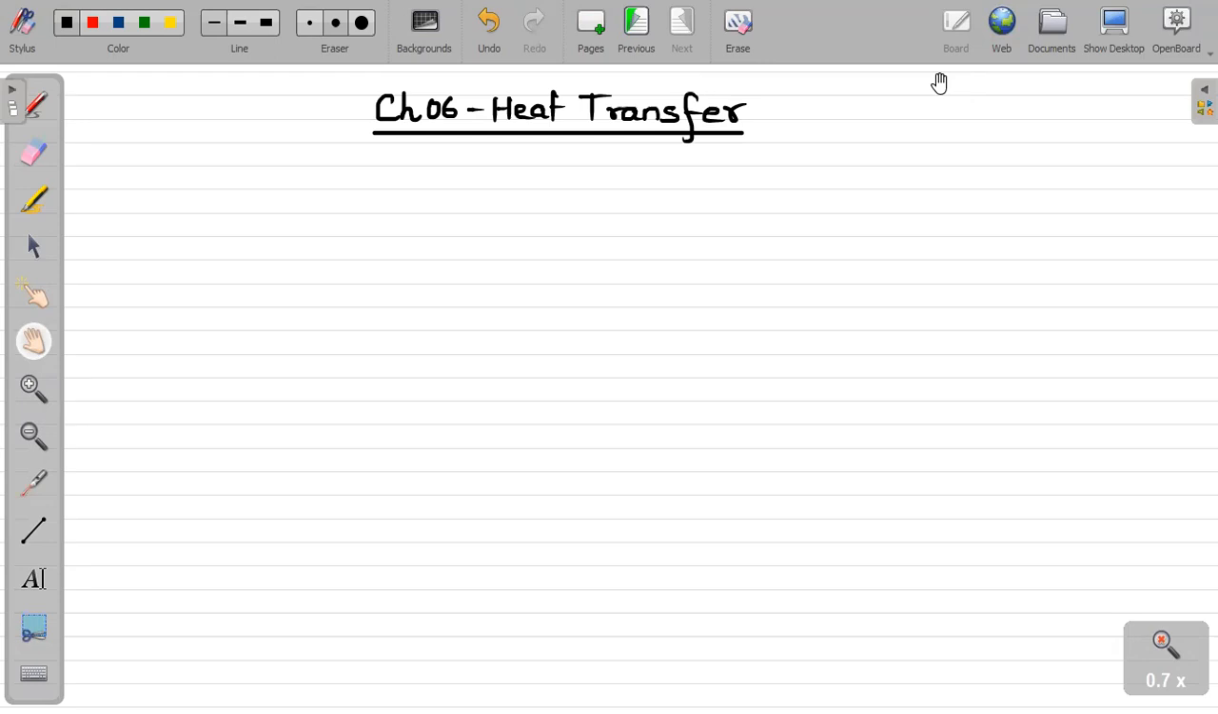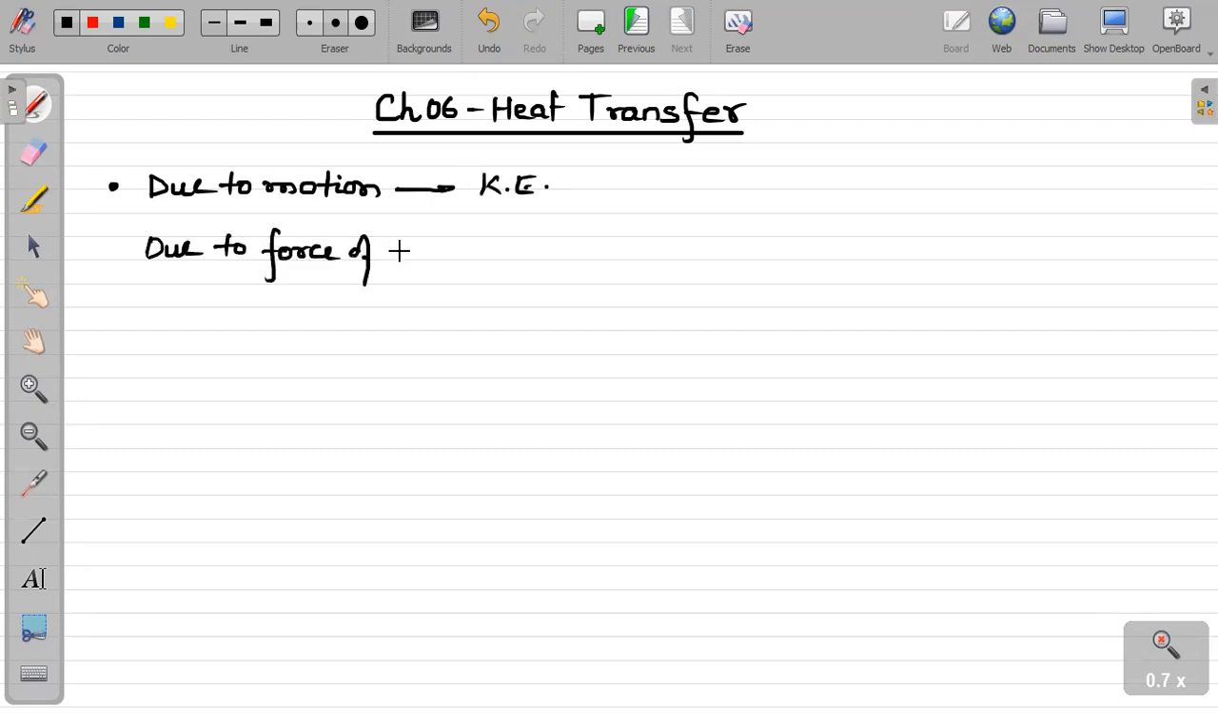What all do they have? Potential energy, yes, and kinetic, and force of attraction. Due to motion, they have kinetic energy. Due to force of attraction, they have potential energy. Okay?